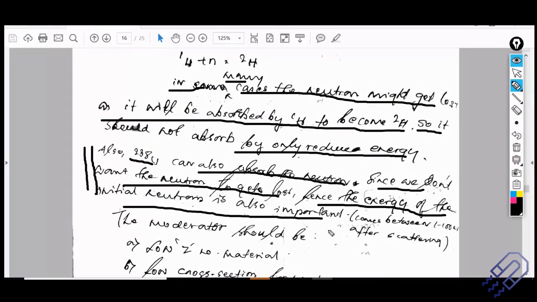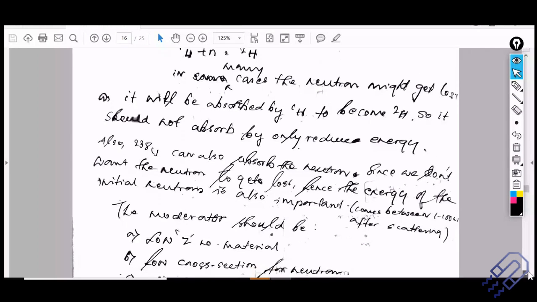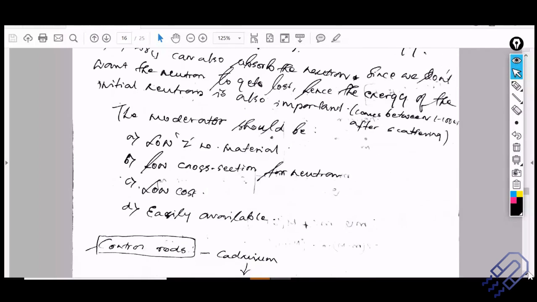What is important is what should be the property of the moderator. The moderator should have a low Z value, so the number of protons should be less. It should have a low cross section for neutron. What do I mean by this? If I have a high cross section, then the neutron will get absorbed. The reaction will happen. So it should have a low cross section for neutron. That's the technical term that we use.